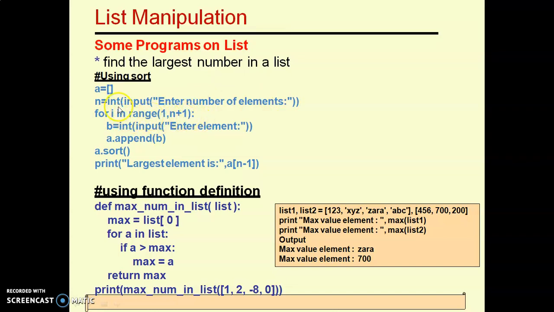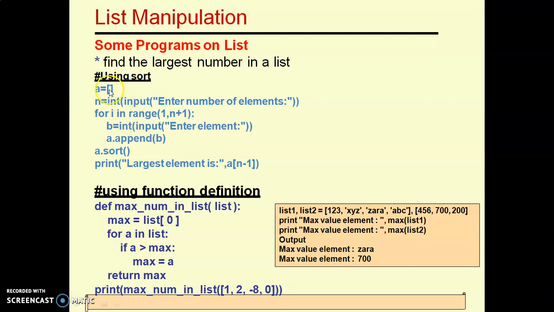Because I have to run up to n. If I write n here, it will run up to n minus 1, and I want to take 1 to n, so I have written n plus 1. Then b is equal to input, now I have started inputting the elements. Either you can take b, c, d, whatever you want. Enter the element. Now what does the append function do? The append function appends a single element at the last of the list.